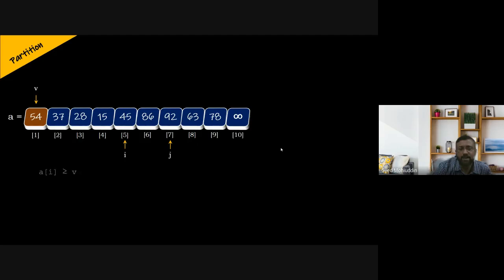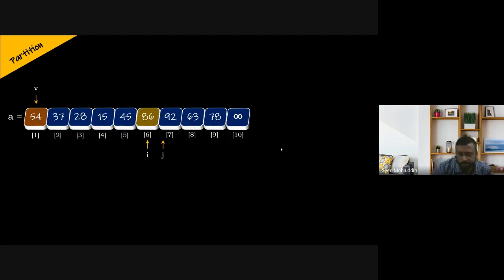The element at index 5, that is 45, is it greater than the element 54? No. So index i again moves. So remember that if the element at index i is greater than or equal to the element at v, that is the pivot element, then i will stop. If it is less than, then i will continue moving. Again, we check the element 86 now at index i. Is it greater than 54? Yes, so we stop. We don't move i towards right.